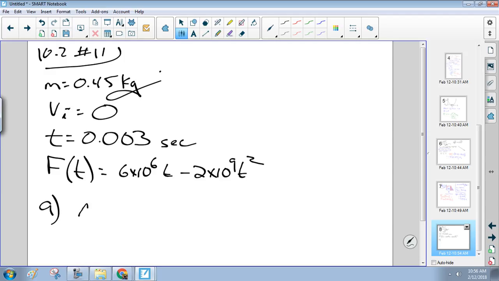So change in momentum is the integral of this force, which is our net force, we can assume. Is gravity going to be a significant force here? No, because this force is way bigger. So we want the integral of our force with respect to time between 0 and 0.003.